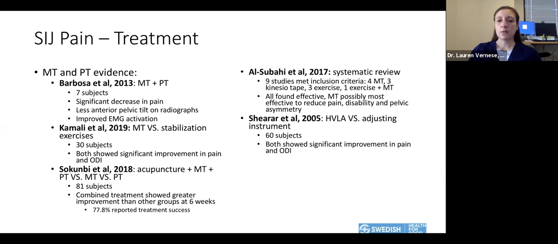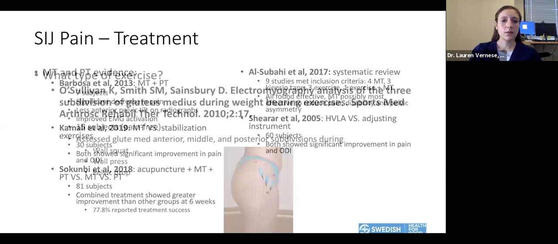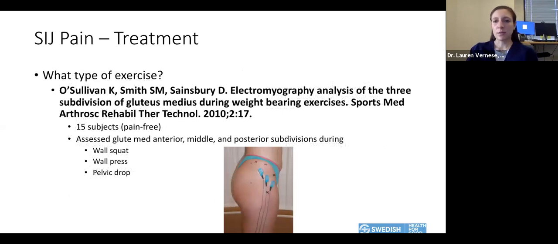Manual therapy in this study was found to be slightly more effective than the other treatments. Okay, so what type of exercise should be prescribed? Well, I usually leave this up to the physical therapist, but my belief is that really focusing on the pelvic floor, as I said, the core muscles and the hip stabilizing muscles. Again, one of my favorite muscles is the gluteus medius muscle, as this gives lumbopelvic stability during single leg exercises.